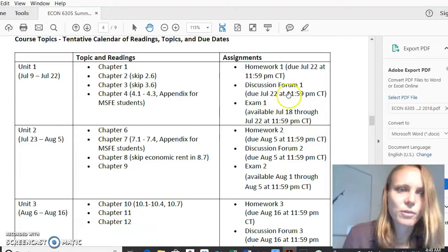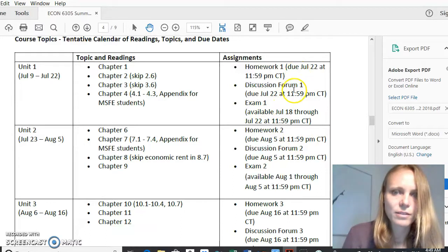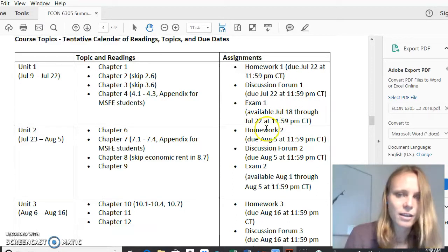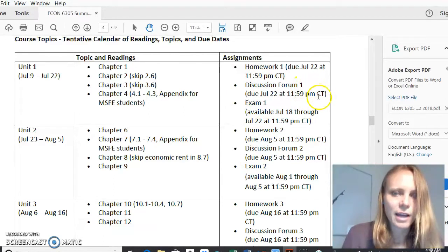For each unit, you're going to have a homework, a discussion forum, and an exam. So it's a pretty easy structure for the course. 3 units, each unit has homework, discussion forum, and exam.